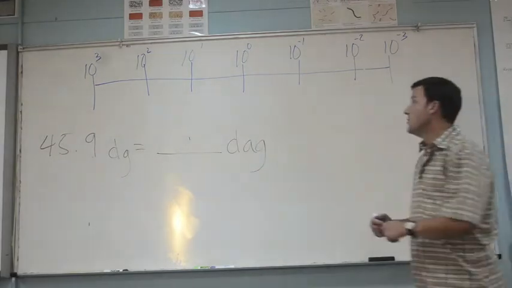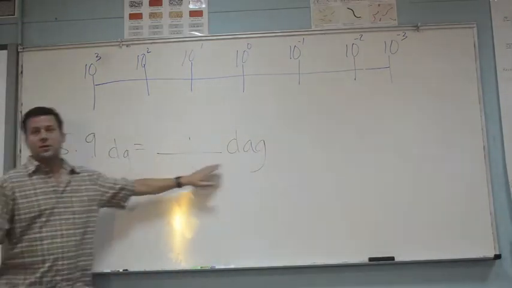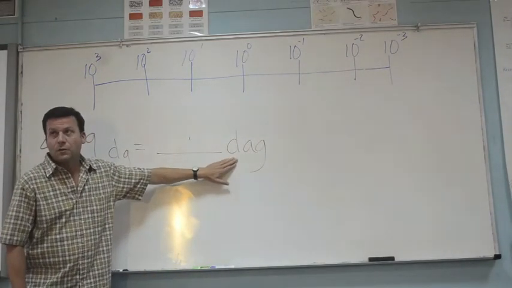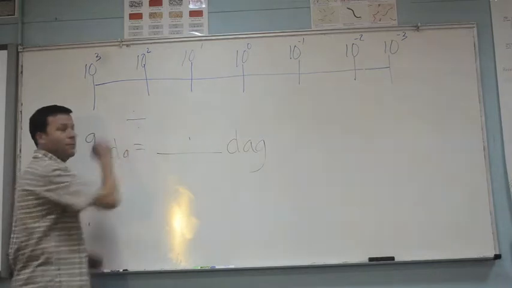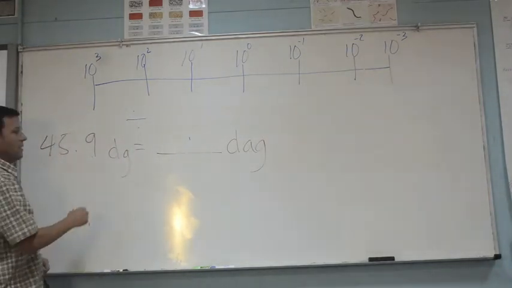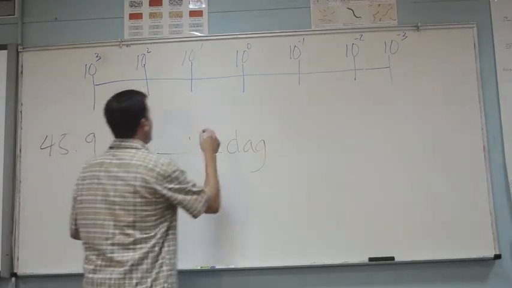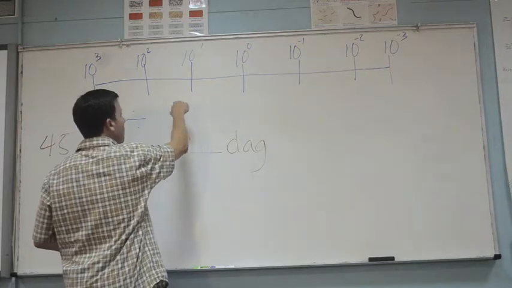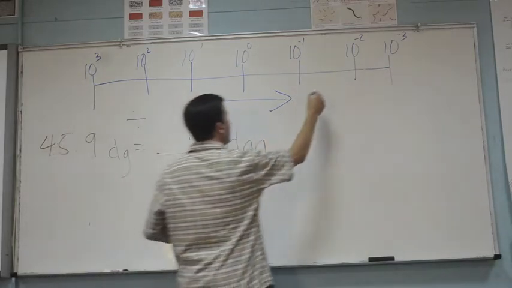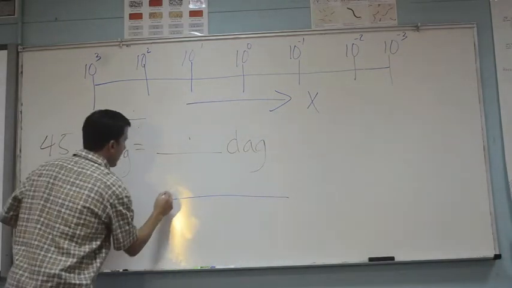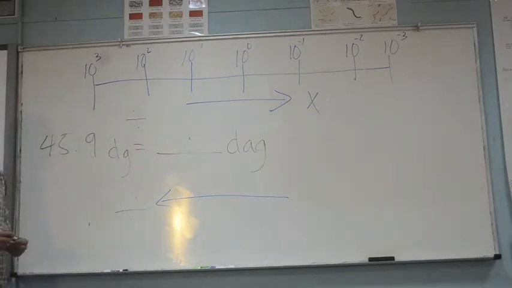If you think about it for a minute, here we have decigrams, and we're going to a bigger unit. Since this is a small unit and that's a bigger unit, we're going to have to do a division problem. And if we're going in the opposite direction, from something big to small, we're going to have to multiply. So when we're moving in this direction, changing units like this, we're multiplying. And if we're going in this direction, we're going to divide. Child's play, really.